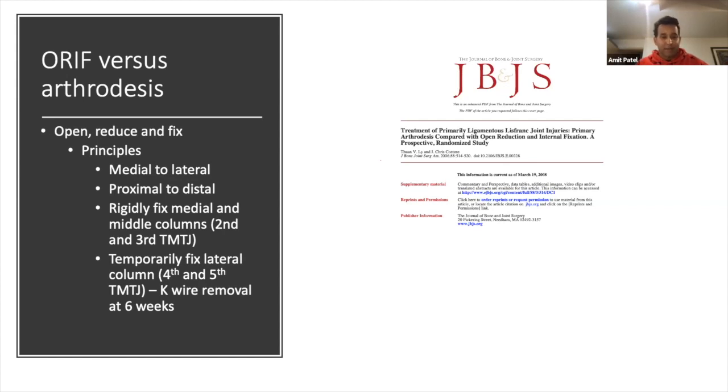need wires. The only caveat to open reduction and internal fixation is in a purely ligamentous injury, or perhaps in a delayed presentation, we would consider fusing the midfoot primarily. And the paper from Coetzee in 2006 is the one that's quoted with regard to ligamentous Lisfranc injuries and primarily fusing them.